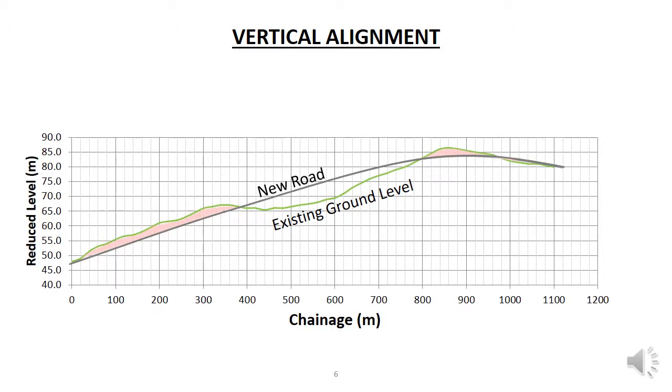This profile has cut areas from chainage 10 to chainage 380 and from chainage 800 to chainage 1000, as shown here in the red shaded areas, and a fill area in between. The earthworks would consist of cutting the soil from the cut areas and transporting and laying and compacting the removed material to fill the gully between chainage 380 and 800.